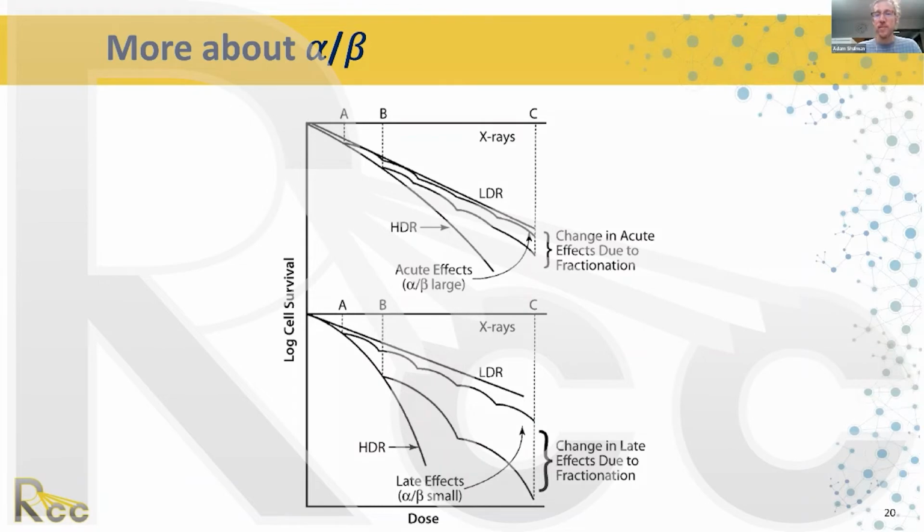And so, I'll just quickly say, here's the change in acute effects for tumor cells, so large alpha beta. You can see this difference between fractionation, fewer fractions, more fractions, the effect is not as big, but more fractions in HDR makes a big change in the cell survival for organs at risk. So this is really important.